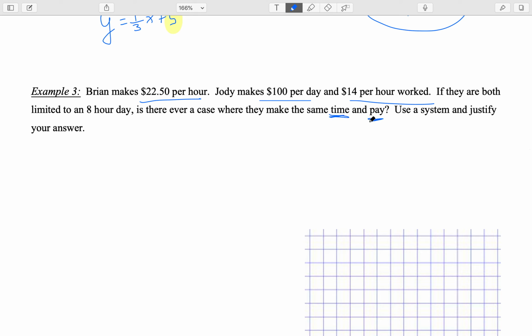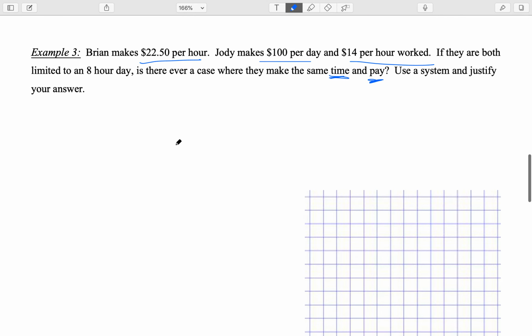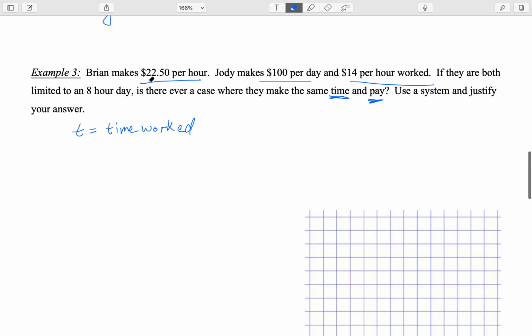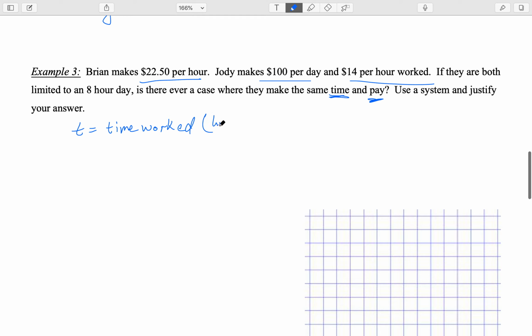Time and pay, that's the things that we're looking over at. These are two variables. So one's going to be T and one's going to be P. Use the system, justify your answer. So step 1, T is going to be time. So the time worked. We're talking about per hours, right? This is in hours. And P, I'm just going to call it P. P is your pay. What is your pay that was earned? So in other words, how much? And that's going to be in dollars.